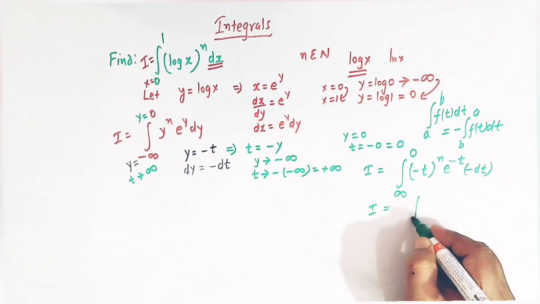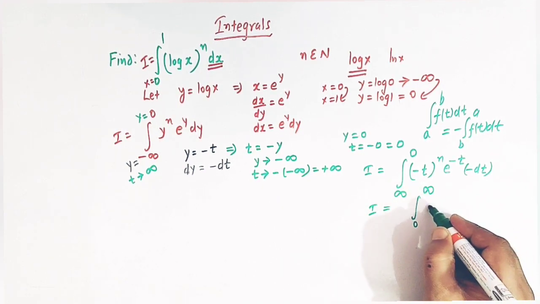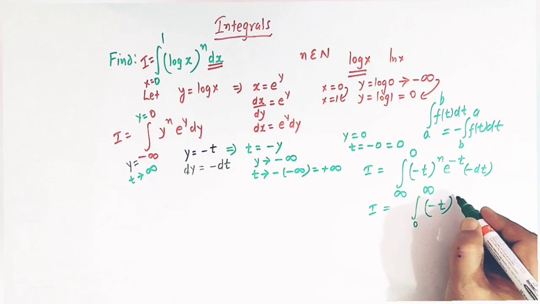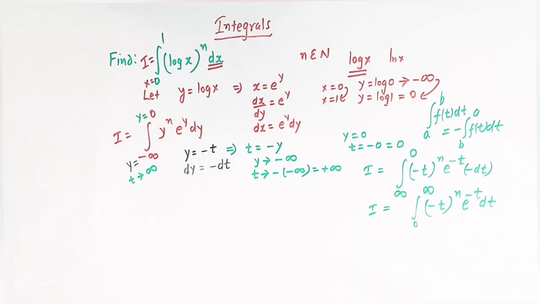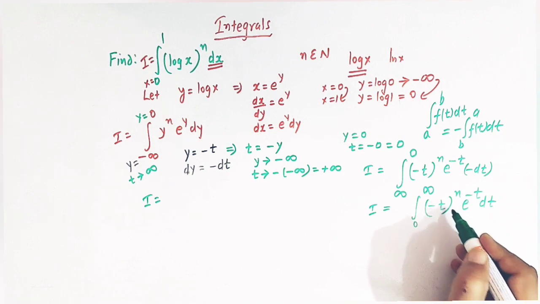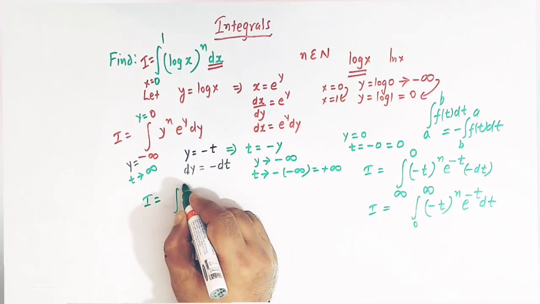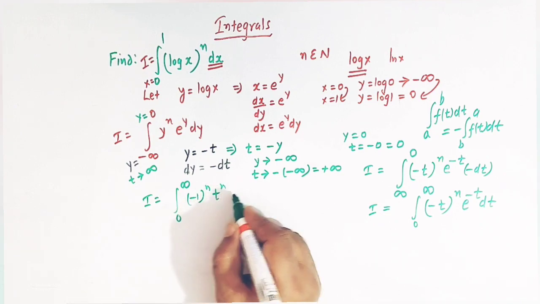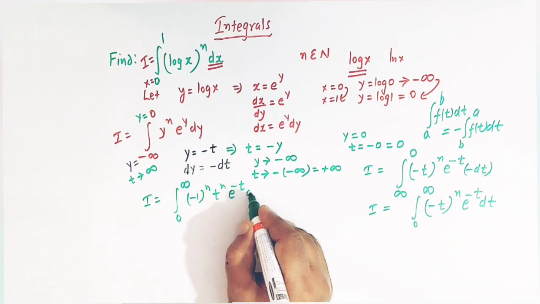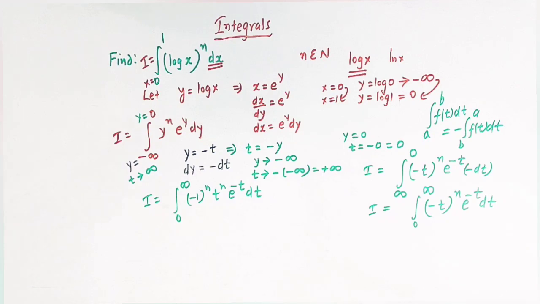So I is now the integral from 0 to infinity of (minus t) raised to n times e raised to minus t dt, right? Okay, now we can rewrite this integral as the integral from 0 to infinity of (minus 1) raised to n times t raised to n times e raised to minus t dt.